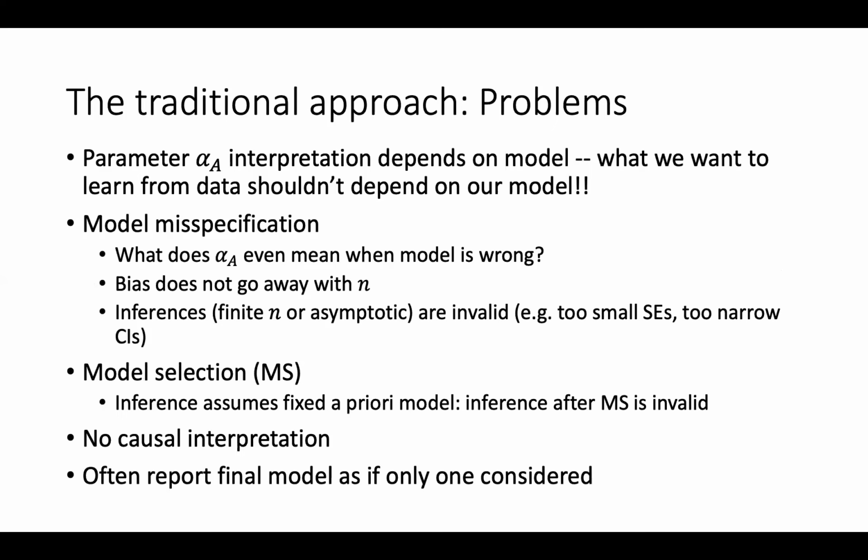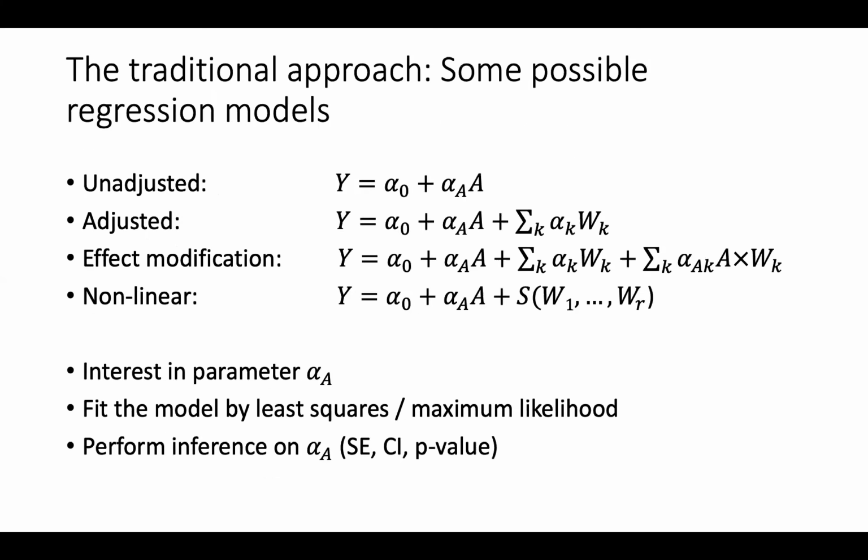But let's look at a series of problems with this traditional approach. Well, the first is that the interpretation of the parameter alpha A, the slope, really changes when the model changes. In the first model, we're really modeling the absolute, unconditional difference between the two levels of the exposure on the outcome. But in the second model, we're modeling it conditionally on the covariates.